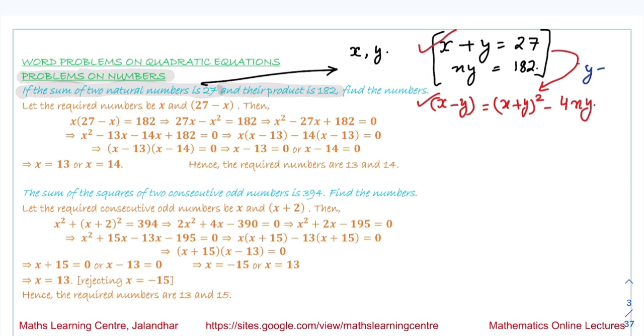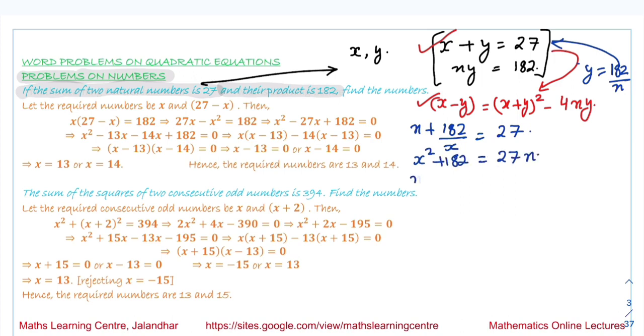Second thing what we can do, we can find the value of y as 182 by x. We substitute this value over here and we get x plus 182 by x is 27. So x square plus 182 is equal to 27x. So x square minus 27x plus 182 equal to 0. This is one way of finding this equation. Second method, that you calculate the value of x plus y and x minus y and you solve using the linear equation.